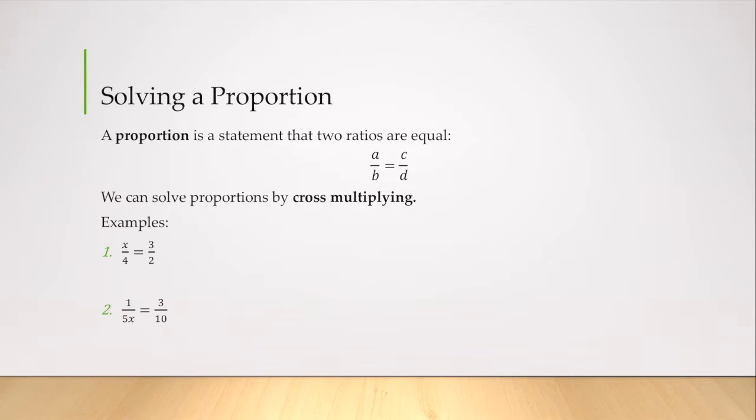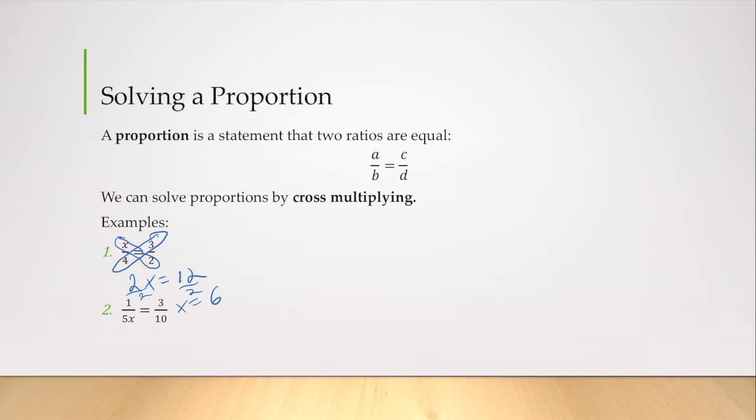5x over 4 equals 3 halves. What I'm going to do is cross multiply. That means I'm going to take x times 2 and 3 times 4, and those are going to be equivalent. So I'm going to write 2x equals 12. I divide both sides by 2, and I get x equals 6.